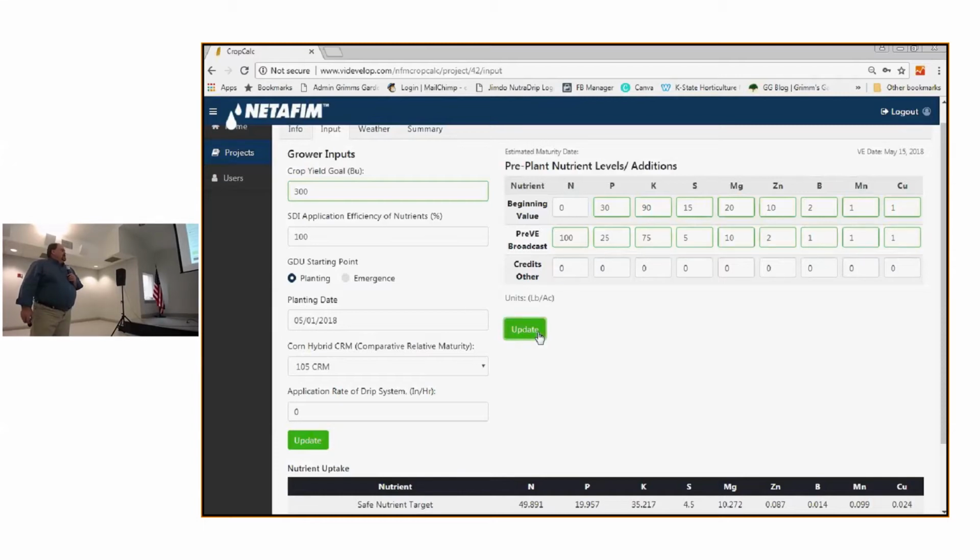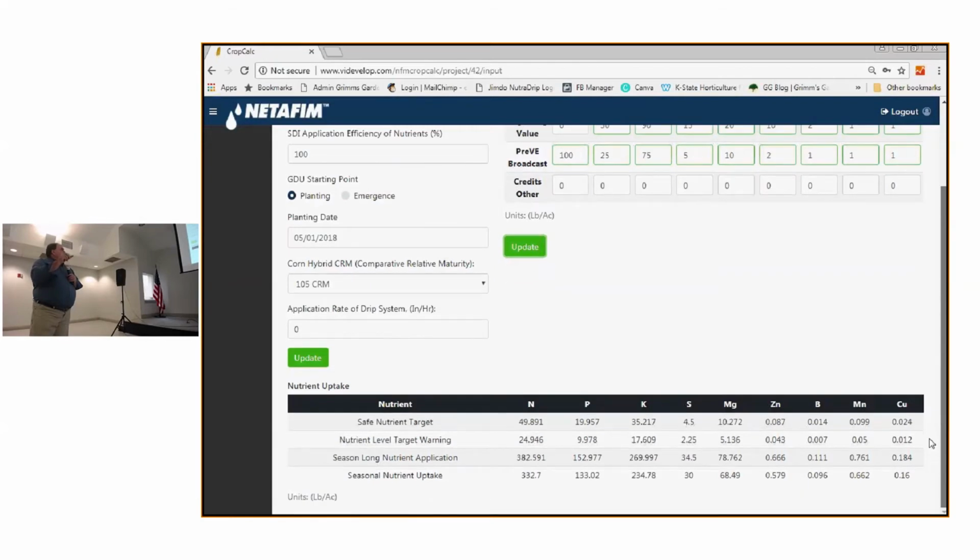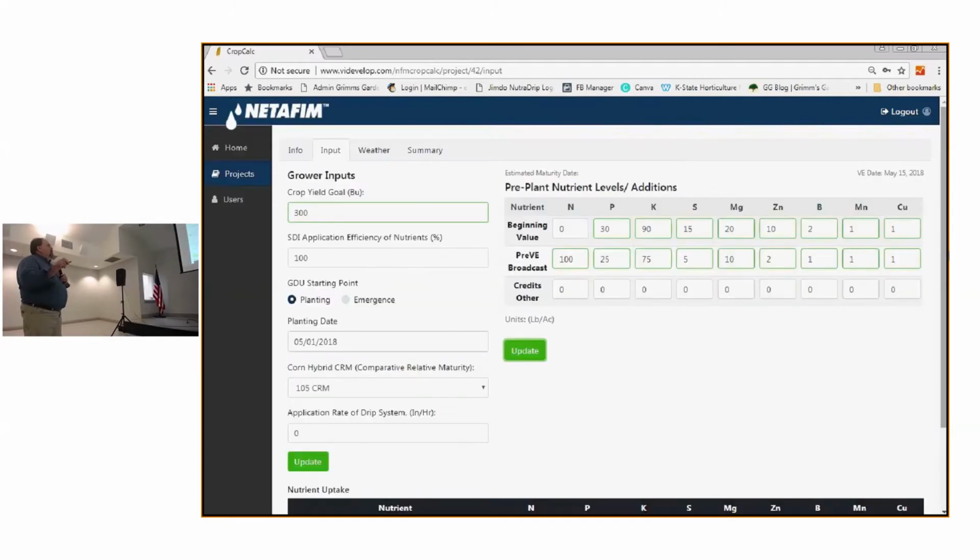Okay. Once that updates, scroll down to the bottom. Okay, it's telling me for what I'm looking at, I need a seasonal nutrient uptake to grow 300 bushel corn, based on the uptake charts, of about 330 pounds of nitrogen, phosphorus, potassium, and so on and so forth. For my yield goal, that's what I'm going to need nutrient-wise, from what's in the soil, from what I put down early, from what I'm going to add later on. So now let's scroll back up, and we'll go to the weather chart.